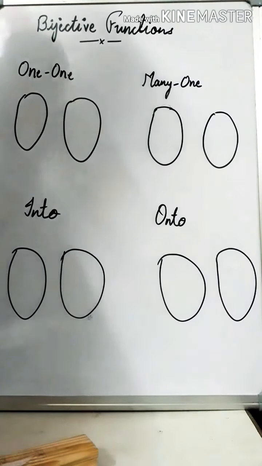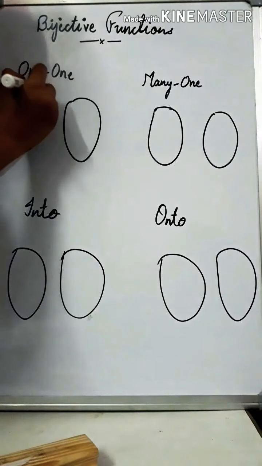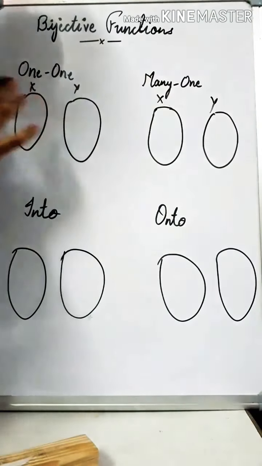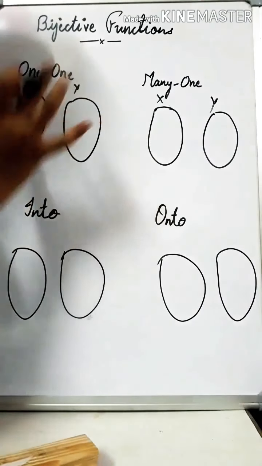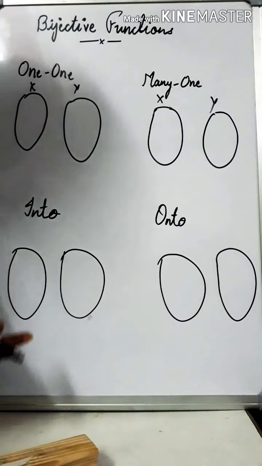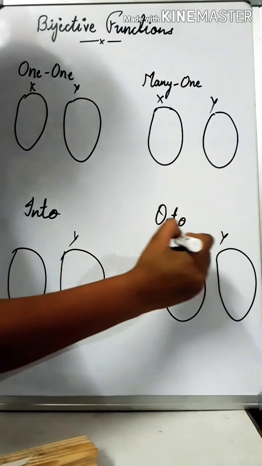So see, one-one and many-one functions are concerned with your domain. Keep this in mind, this is very crucial, that one-one and many-one functions will be focused on your domain, and the concern in into and onto functions is with the codomain of the function.